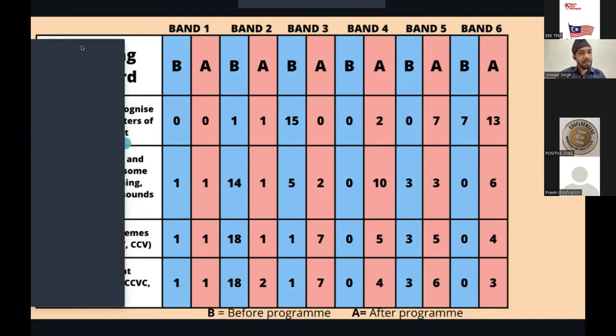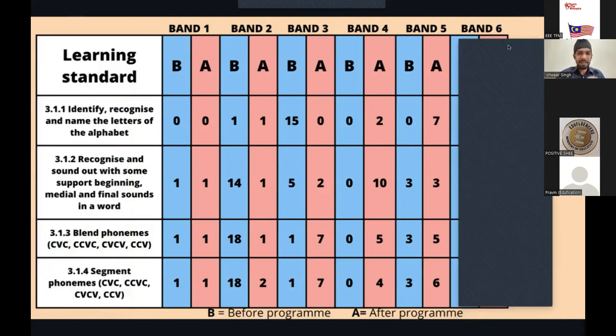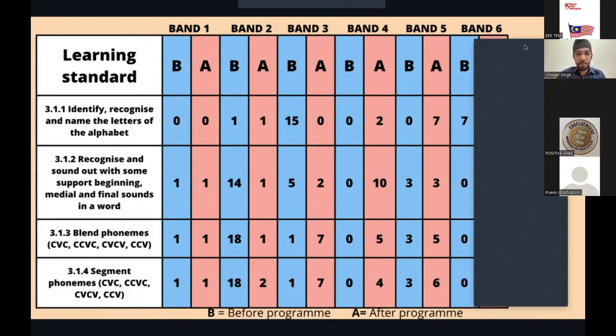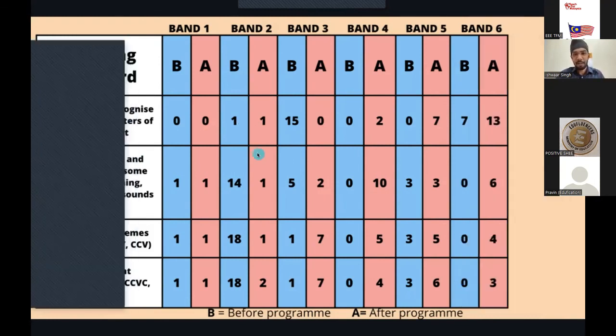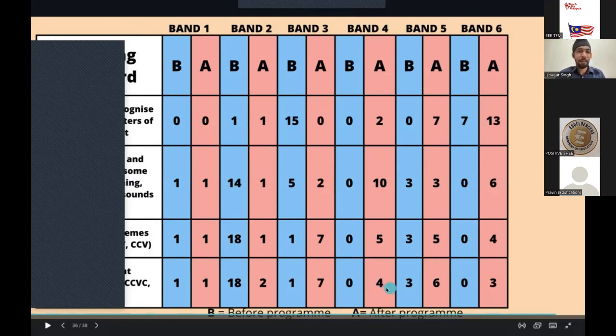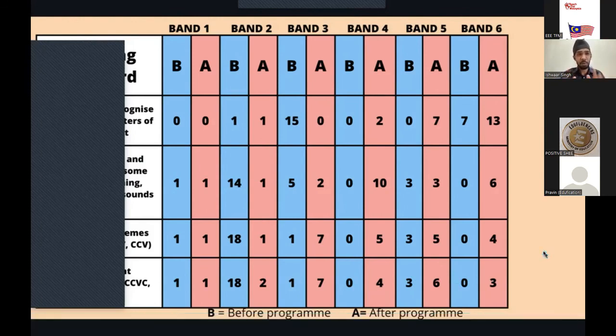And the last one is segmenting the phonics. Again, majority of them were in band 2. After the program in November, we see a spike whereby majority of them are in band 3, band 4, band 5, and band 6. Just to recall, the schools were closed for quite some time in 2021, yet the pupils who participated in this program with the help of the parents were able to achieve an increase of at least 1 or 2 band scores, which is something for us teachers to be proud of, looking at the impact of the program.